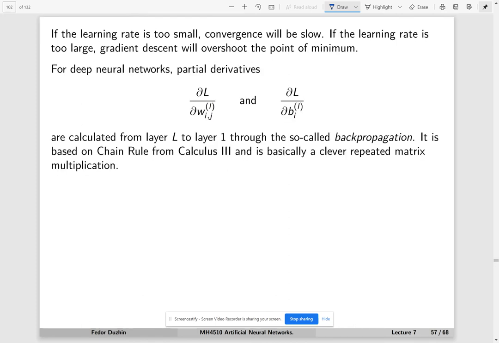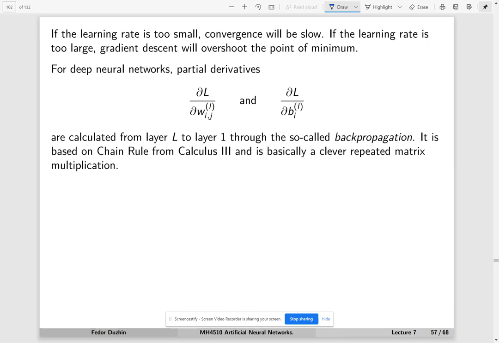Now, for your information, these partial derivatives with respect to weights and biases are calculated from layer L to layer 1. So first we calculate partial derivatives of the loss function with respect to parameters in the output layer, then in layer L-1, then in layer L-2, and so on, right? Every time we do so by some clever matrix multiplication. And this process is called backpropagation.